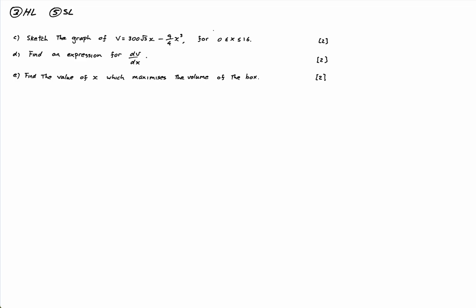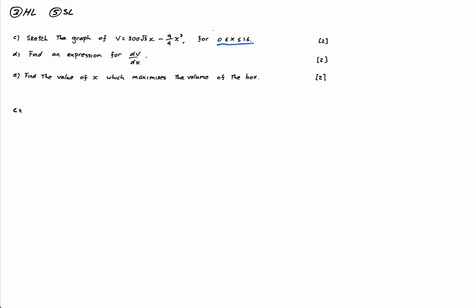Okay, part C. So it says sketch the graph of this. So we've got V equal to this from the previous part, and it basically says sketch this from 0 to 16, and that's important, guys. I'm going to underline that. It is important from 0 to 16, and that's all we're going to sketch.